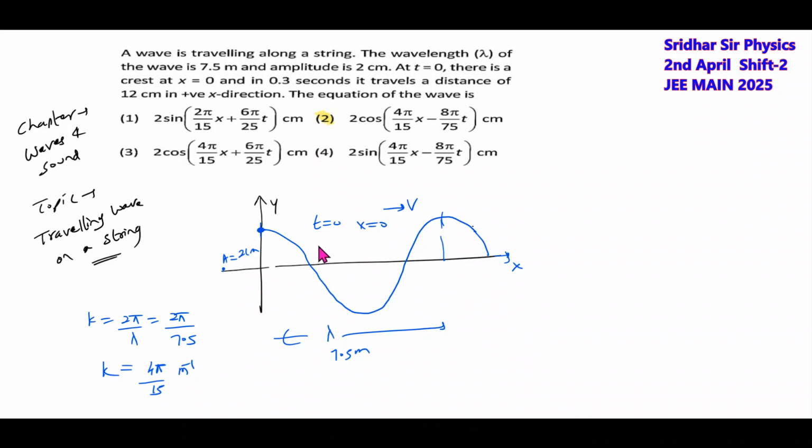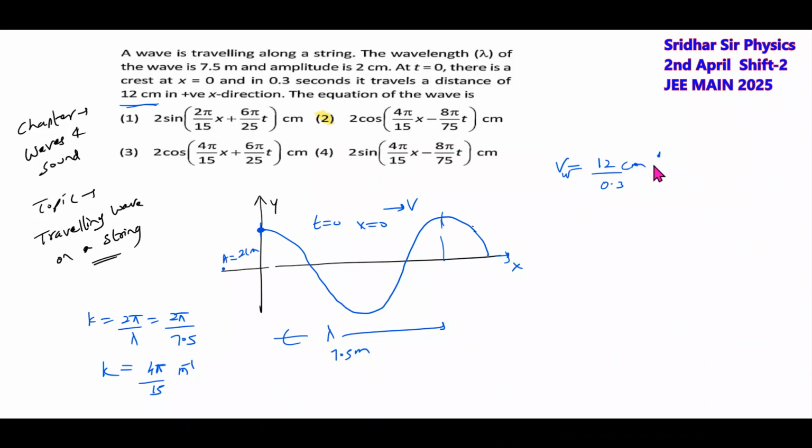We don't know omega, but he has given some information. The crest will travel a distance of 12 centimeters in 0.3 seconds. We'll get the wave speed. What is the expression for wave speed? It will be distance covered in time. This will be 12 by 0.3.